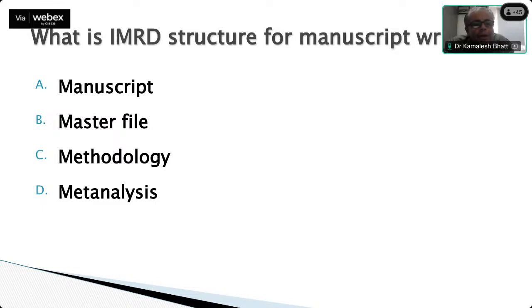What is the IMRD structure? In this IMRD structure, what does M stand for? M stands for manuscript, or master file, or methodology, or meta-analysis. No, in the IMRD structure, M stands for methodology. I for introduction, M for methodology, R for result, and D for discussion. So it is methodology.